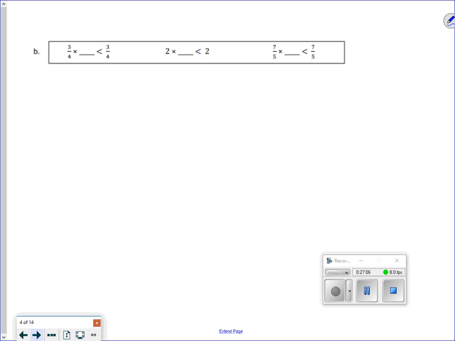Okay. Now, if you look at these, is it greater? It's less than. So what fraction could you come up with that will make 3/4 less than 3/4, 2 less than 2, and 7/5 less than 7/5? So, Myra, what fraction did you do for 3/4 times something is less than 3/4? What'd you put? So 2/4. Kylie Gordon, what'd you put? Did you put anything? Because you should just be able to look at it and tell me something.